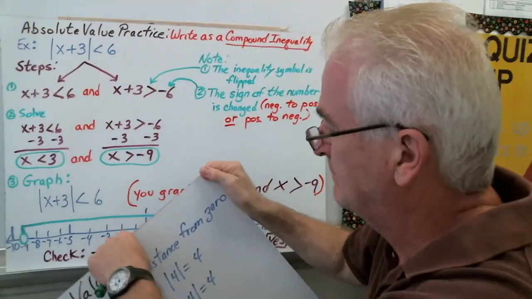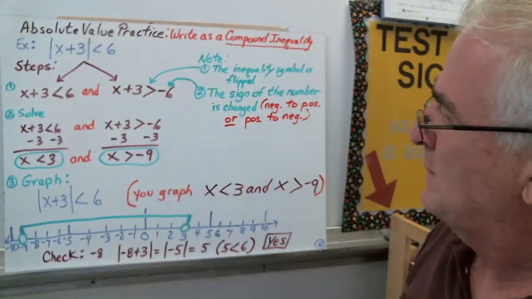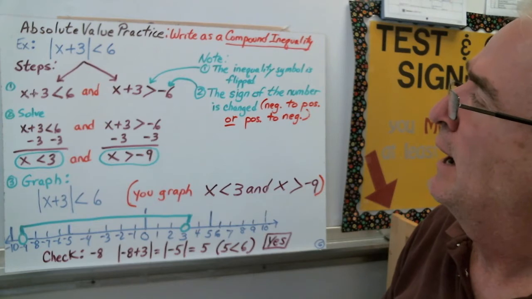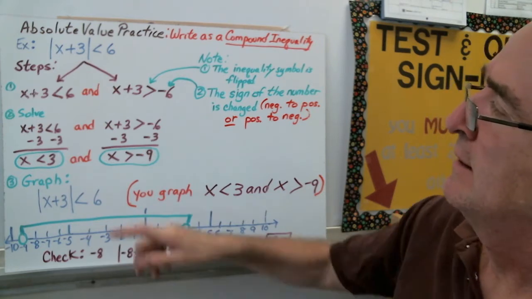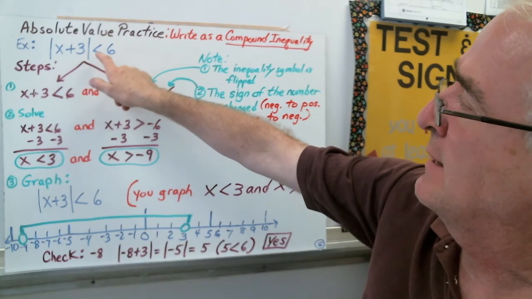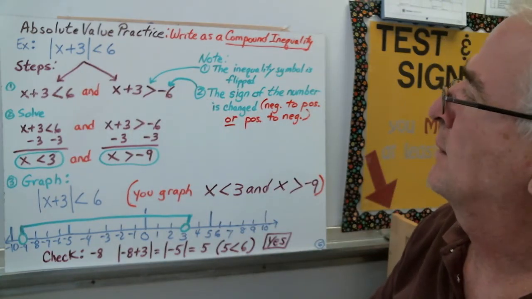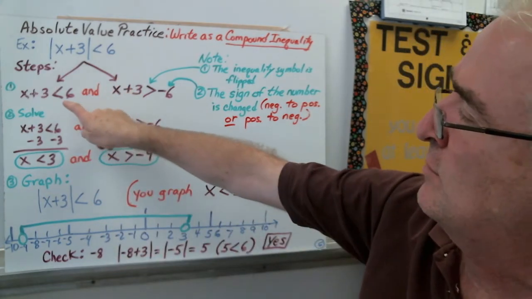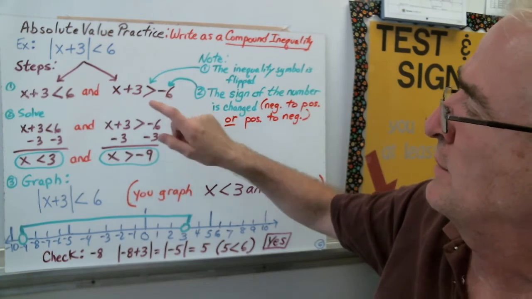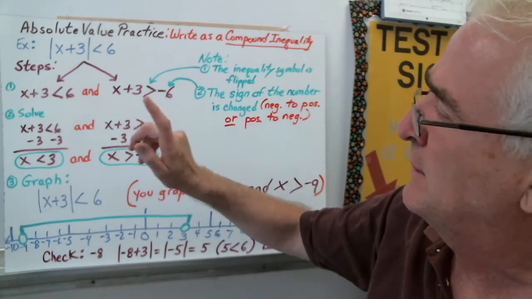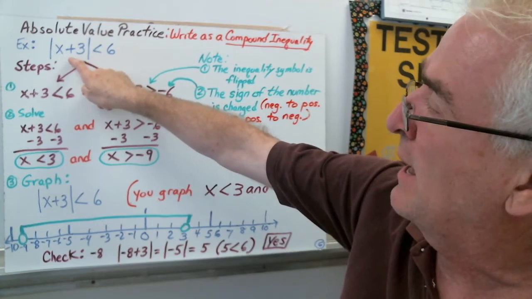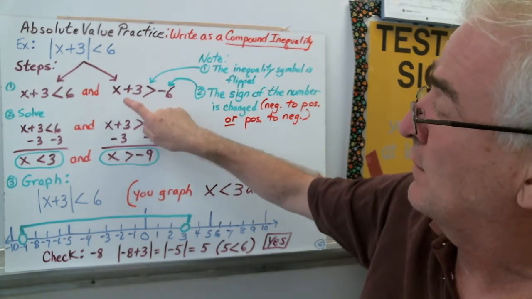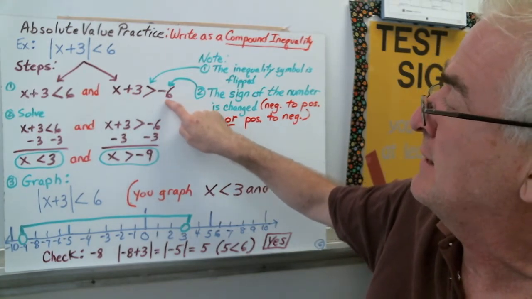Moving forward. Now, absolute value, we're going to write it as a compound inequality. The example states, the absolute value of x plus 3 is less than 6. And this is how it works here. We're going to follow some steps here. We are going to write this absolute value as two inequalities. We're going to make them a compound inequality. But notice what happens. We take the original problem, x plus 3 is less than 6, and we write it out here. But we're also going to write x plus 3 is greater than negative 6.